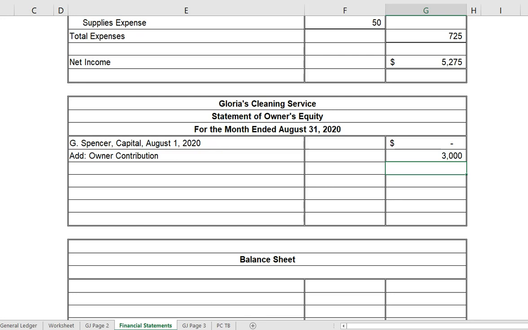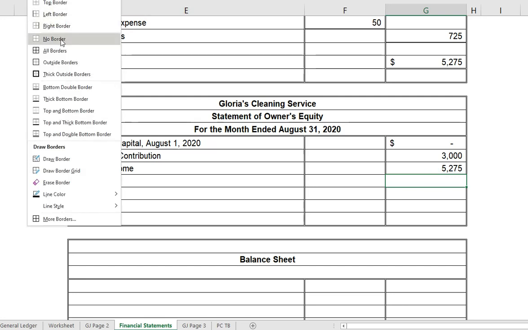Okay, we have another addition, and that would be our net income. Because see, we have net income here, and that's going to come down to our owner's equity statement. So our net income is $5,275 for the month. We're not going to put anything in this line, but we are going to have a subtotal. I guess I'm going to.